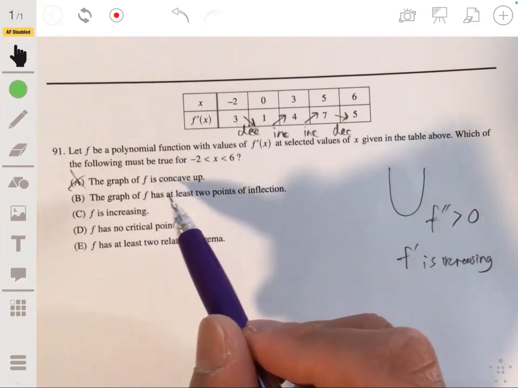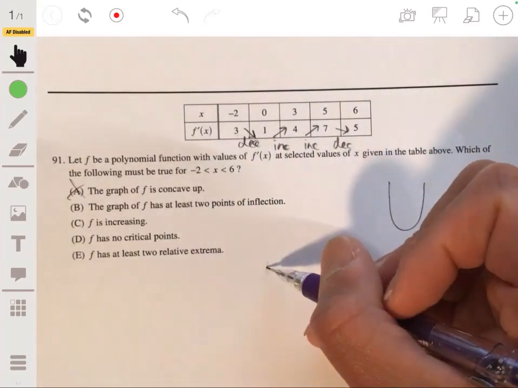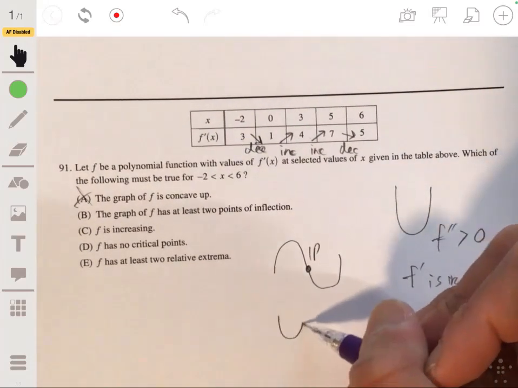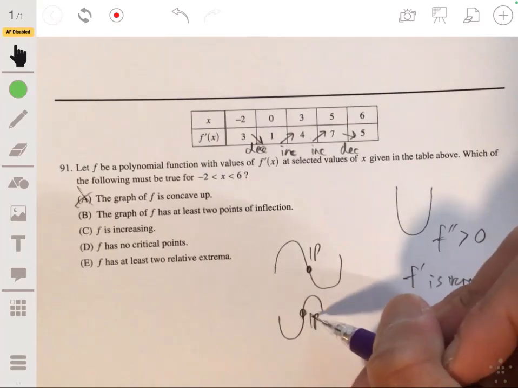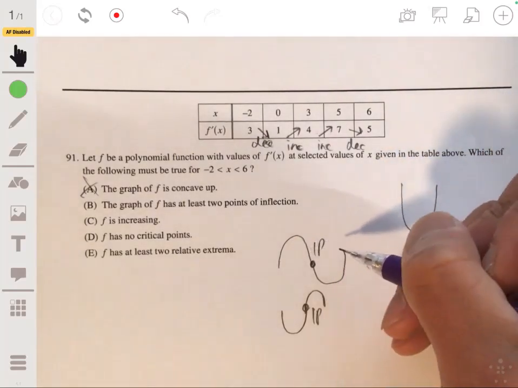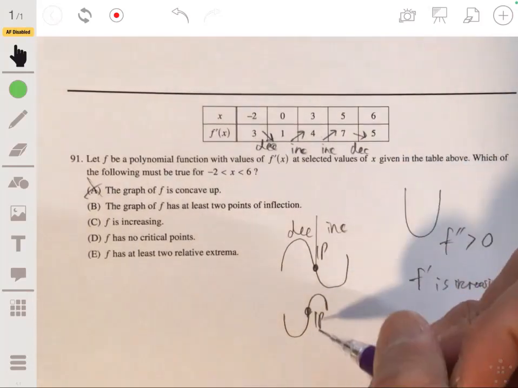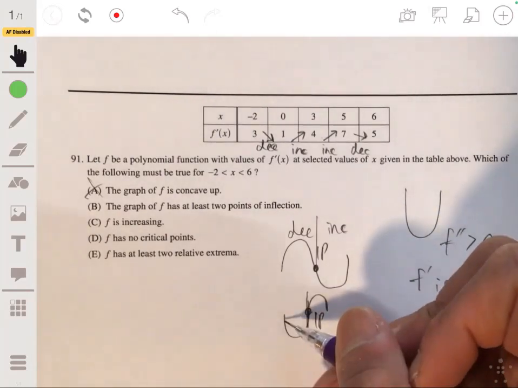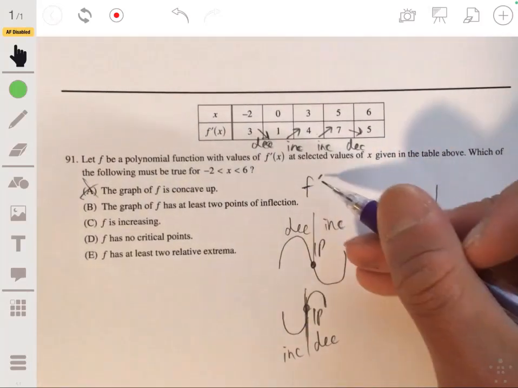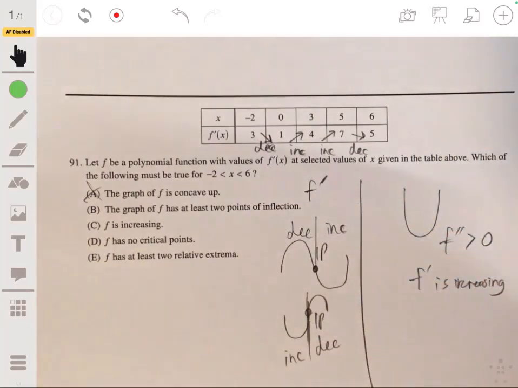The graph of f has at least 2 points of inflection. So remember, an inflection point is when the graph changes from concave down to concave up, or from concave up to concave down. So what happens is the graph changes from increasing to decreasing, or from decreasing to increasing. In this case, it would change from decreasing to increasing. In this case, it changes from increasing to decreasing. And I'm talking in terms of f prime. F prime changes its behavior from decreasing to increasing, or from increasing to decreasing.